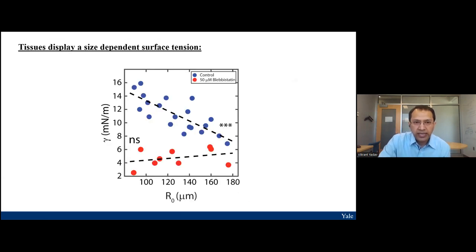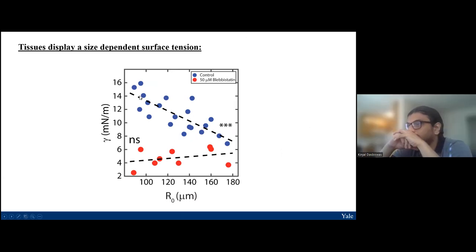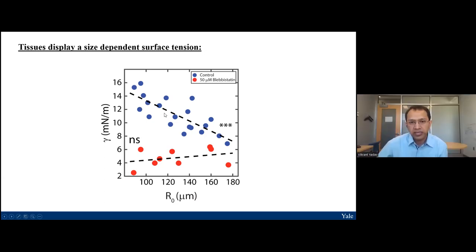And so when we did that, we found this behavior. So we are looking at the surface tension of the aggregate, and we find that the surface tension of this cell aggregate depends upon its size.